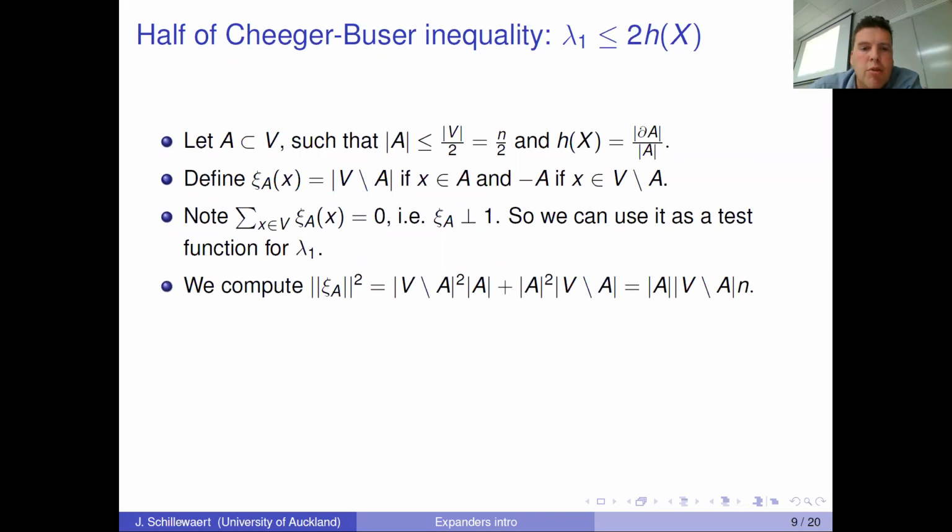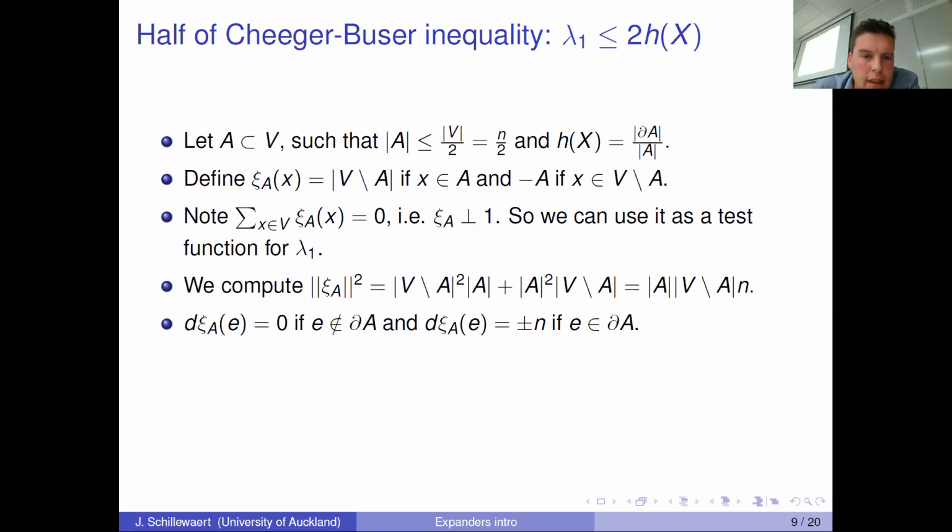So now we need to compute. One of the things we had to compute was the norm of xi A square. All the information is given there. It's A times, for the vertices that are in A, I need to square V minus A. For the vertices in the complement of A, I need to square minus A, which gives me A square. And if you add it up, you get the expression on the right-hand side there. Now, we need to compute the boundary.